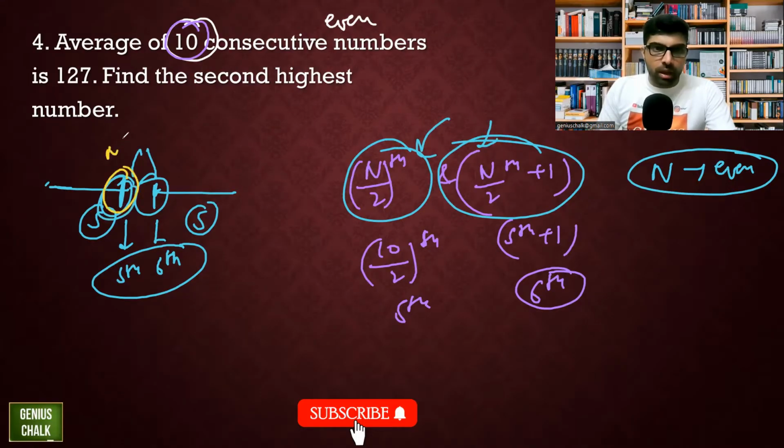This position is n by 2. This position is n by 2 plus 1. Means the next position of n by 2. Okay, so this is the rule.